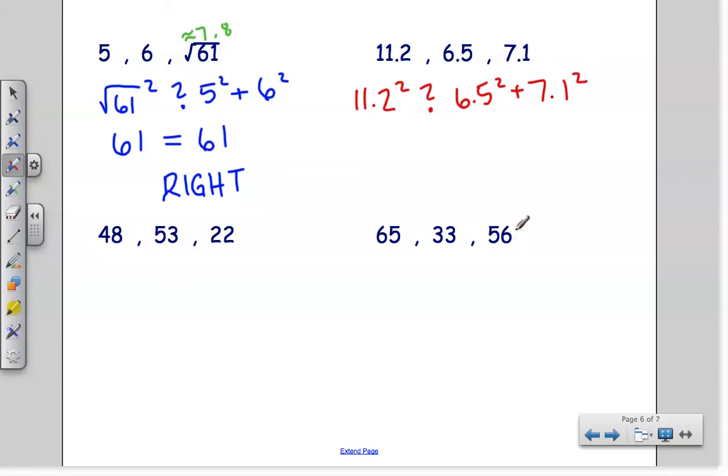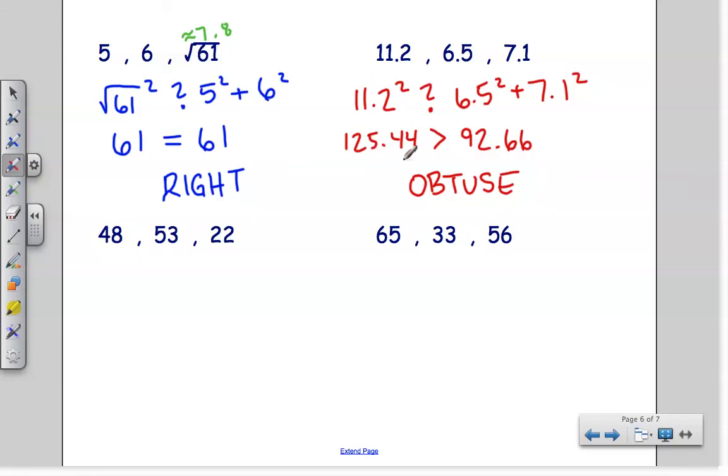Definitely need the calculator here. 11.2 squared is 125.44. And then in one step, I'm going to do 6.5 squared plus 7.1 squared, and I get 92.66. Alright, check it out. It looks like this one side squared alone was greater than the sum of the other two sides squared, which means this one side must have been really long. And you have a very long side in what kind of triangle? That would be in an obtuse triangle. You have one very long side compared to the others. You know it's obtuse.